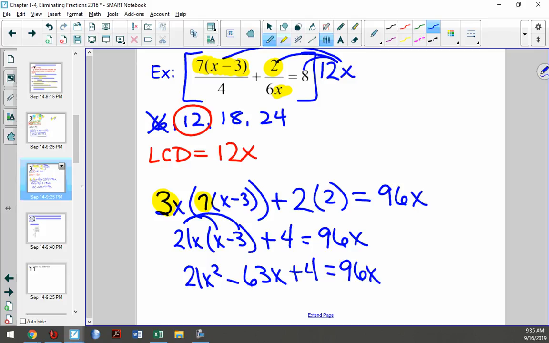Do I have any fractions? No. Do I have any parentheses? No. Do I have any decimals? No. I have made it look pretty. That's all I want you to do today. Okay?